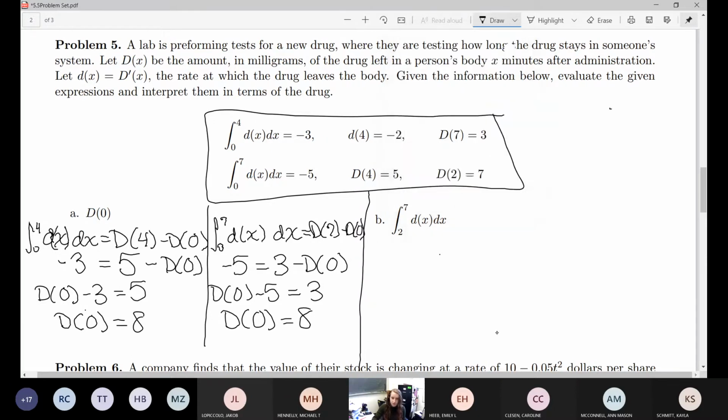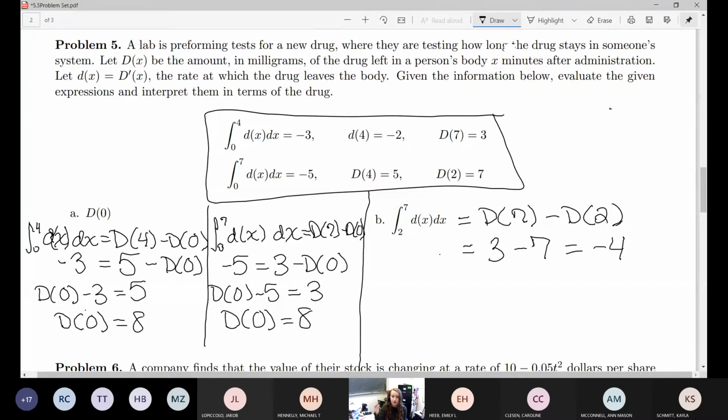All right, so if there are no questions on that, we'll do this next one. So this next one is the integral from 2 to 7 of d prime of x dx. So first thing we might want to think about is that using the fundamental theorem of calculus, this would get us d of 7 minus d of 2. Well, those two values, we just have them, so we can just plug them in. So d of 7 is given to us to be 3, and d of 2 is given to us to be 7, so this would be negative 4.